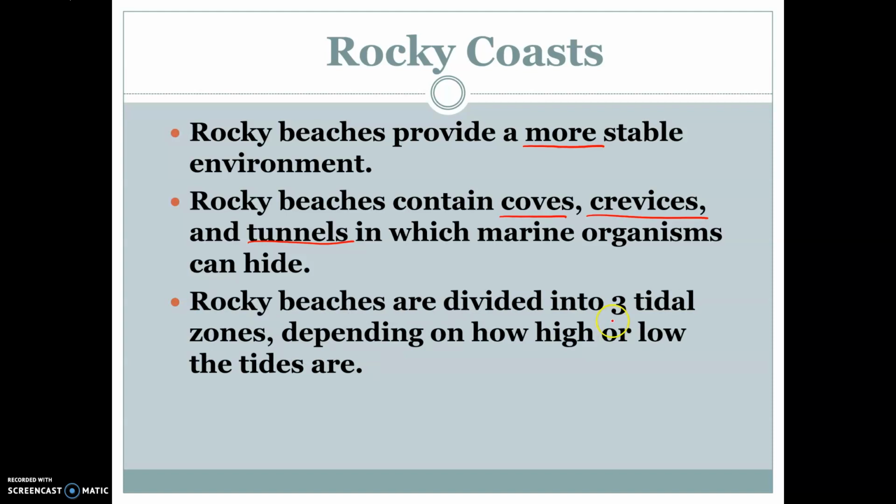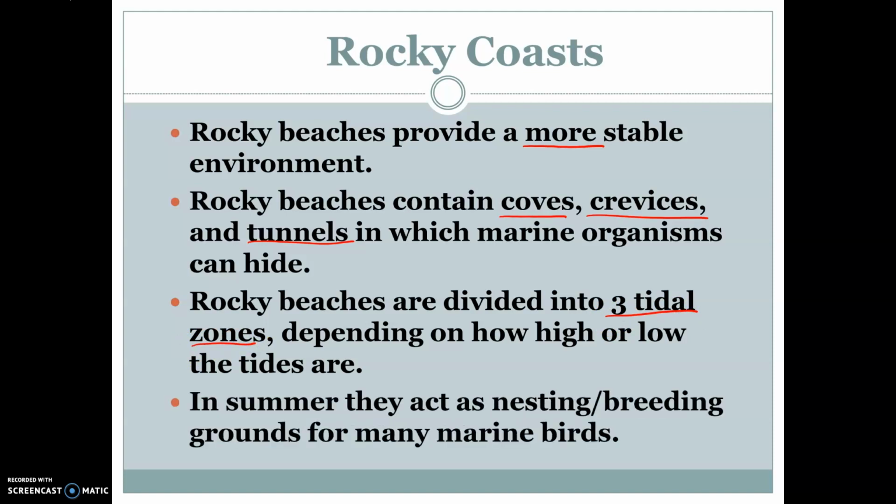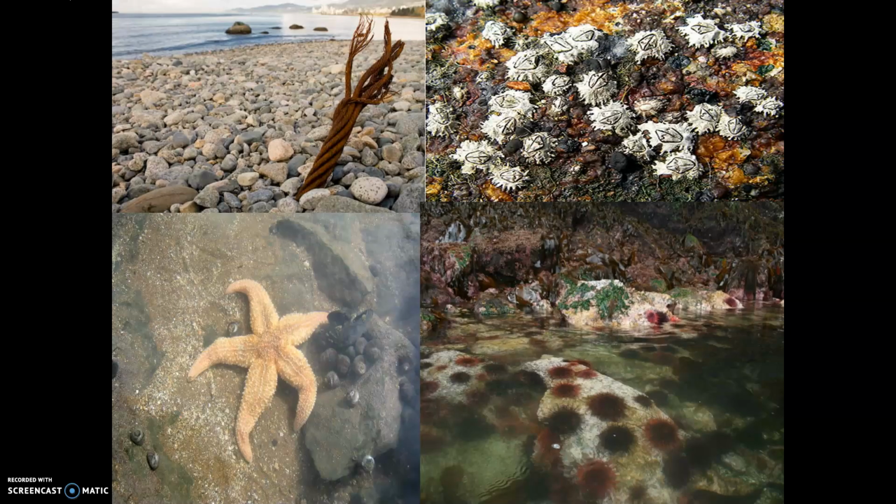So it's divided into 3 tidal zones, depending on how high or low the tides are. And in summer, these are really good places for nesting and breeding for many different types of marine birds. So if we take a look, we can see all these different habitats that we see here, see all these little periwinkles that are there, this starfish. We can see there's a bunch of sea urchins in this rocky coast, different types of shellfish and things like that that are going to be able to survive in these areas because it is a more stable environment.